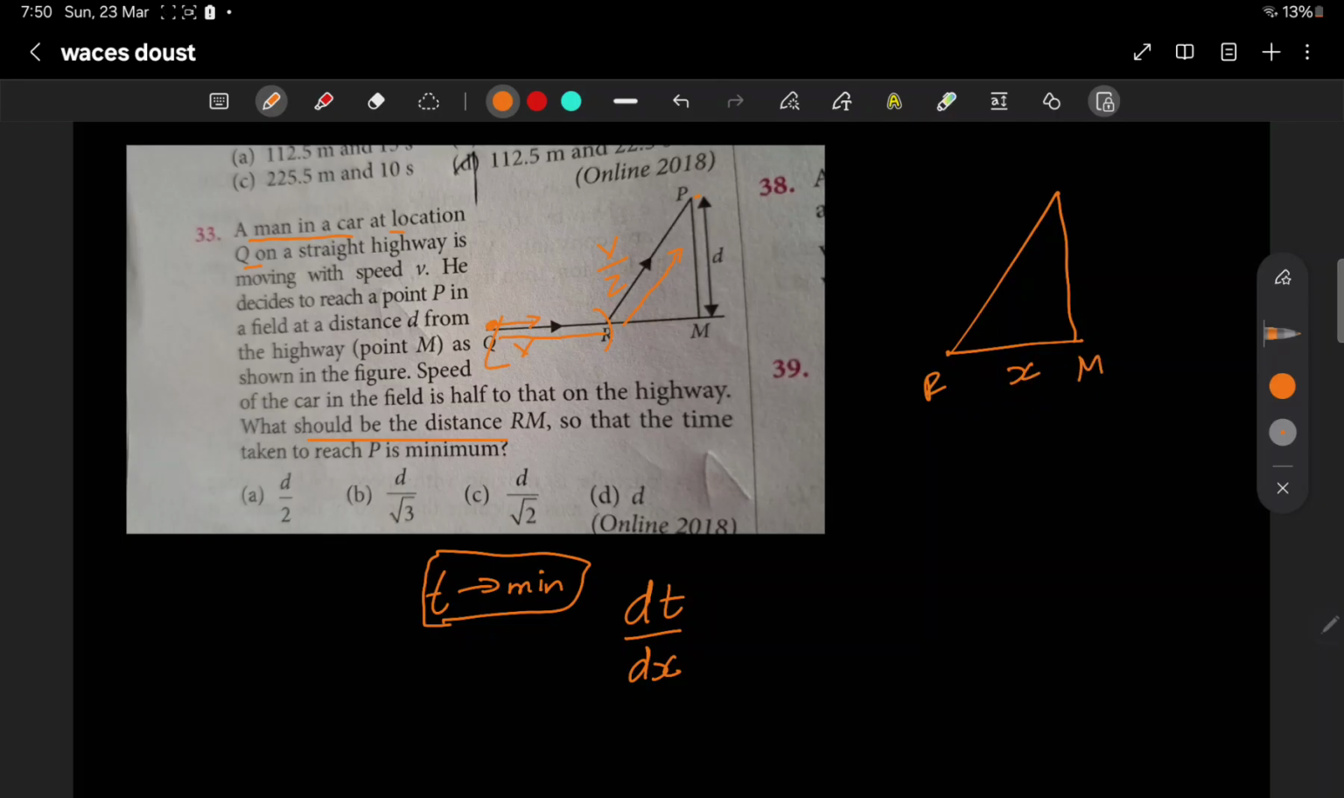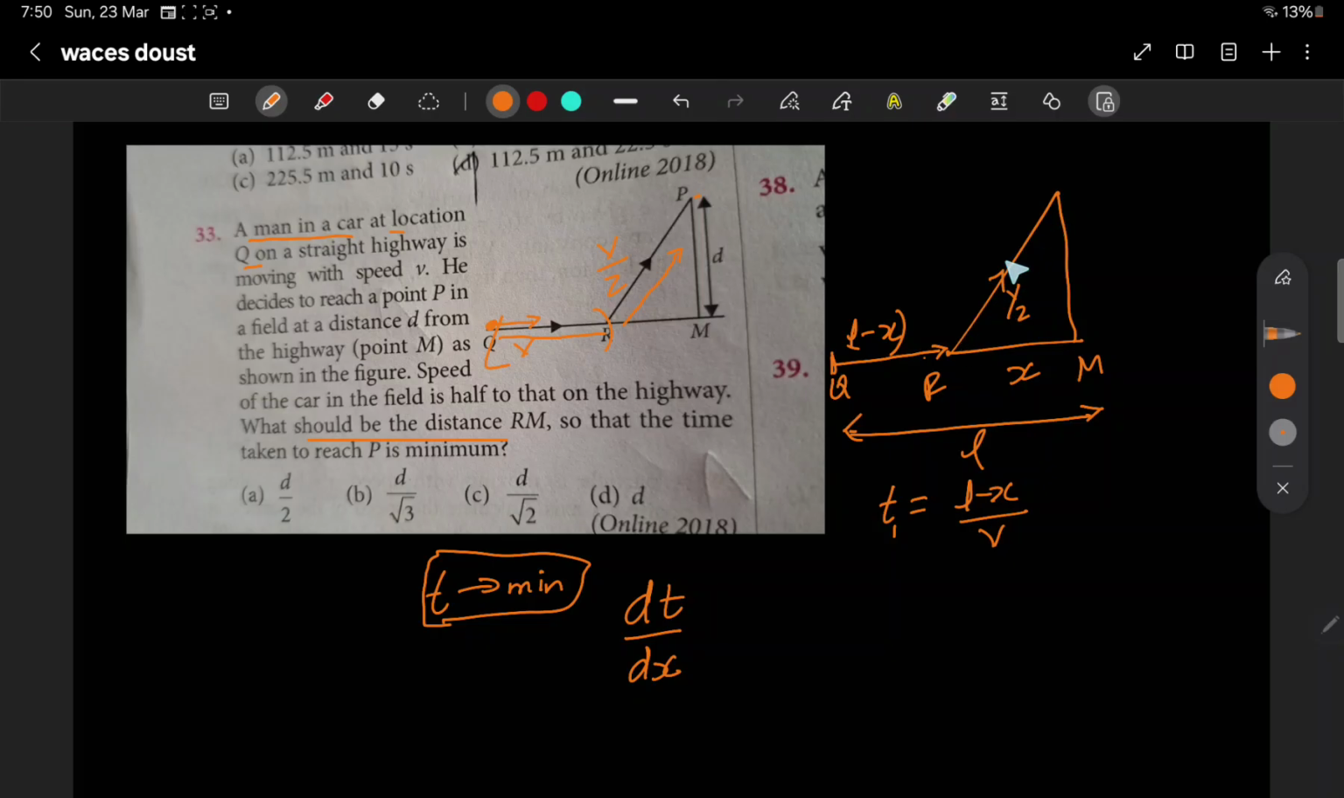So take this as x. Okay, so from here to here, this distance we can take as the total distance. Let's say it is L. So this distance will be L minus x. Okay, clear up to this. So how much time will it take to go from here to here? From Q to R, we know velocity is equal to distance by time, so time will be equal to distance by velocity. Here distance is L minus x, velocity is v. Here it will change to v/2.